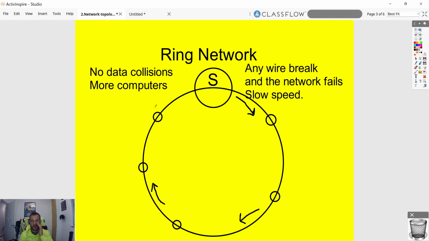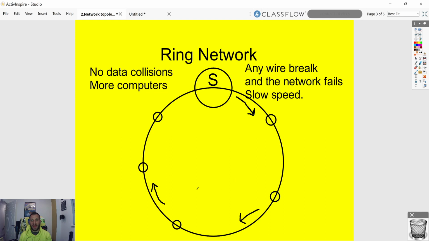So for some computers, it's slower than others. For this computer, great, I'm right next to the server, my information gets to me really fast. But if I want to send information back to the server, it's got to go past all these other computers, all the way back round. So it can be quite slow in speed, particularly if you've got a lot of machines on your ring network.